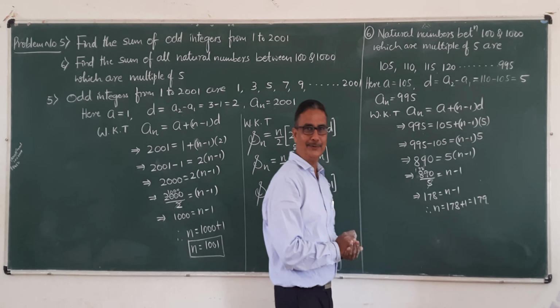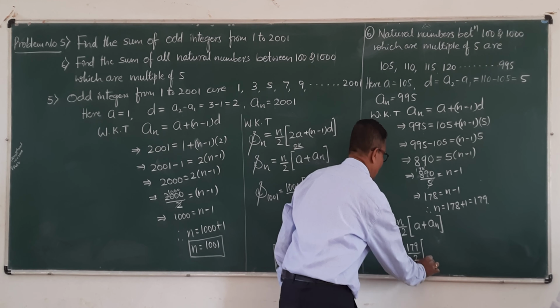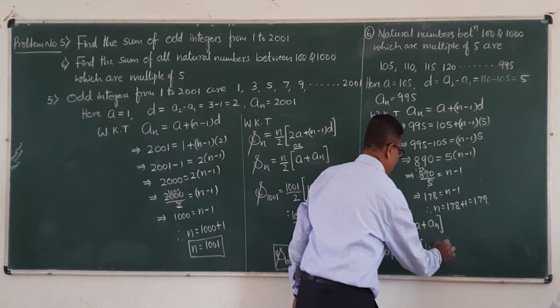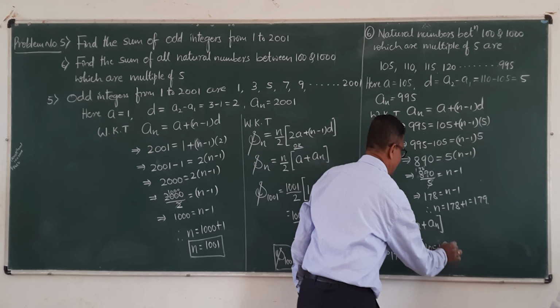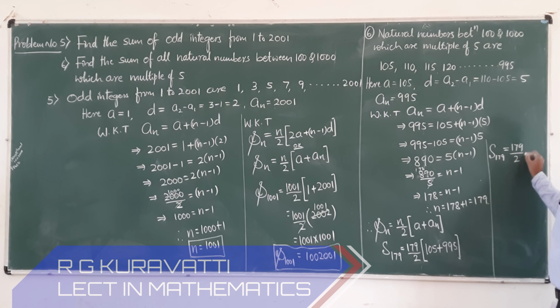Now to find the sum. Therefore, S_n is equal to, you know the formula, n by 2 into a plus a_n, or 2a plus n minus 1 into d. Yes, n value 179, S_n is equal to 179 divided by 2, right? Into bracket a, what is the a value? 105 plus a_n, the last number is 995. Okay, simplify. So S_179 is equal to 179 divided by 2 into 105 plus 995.